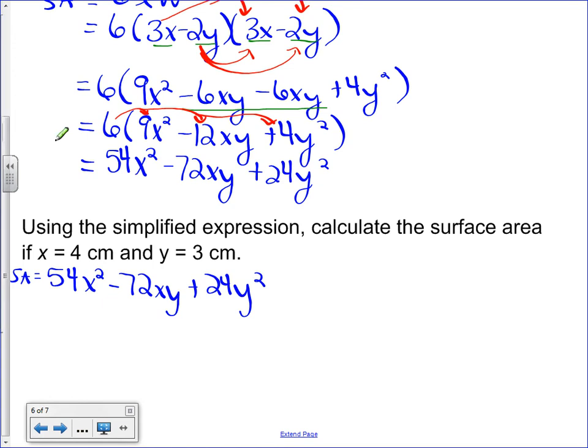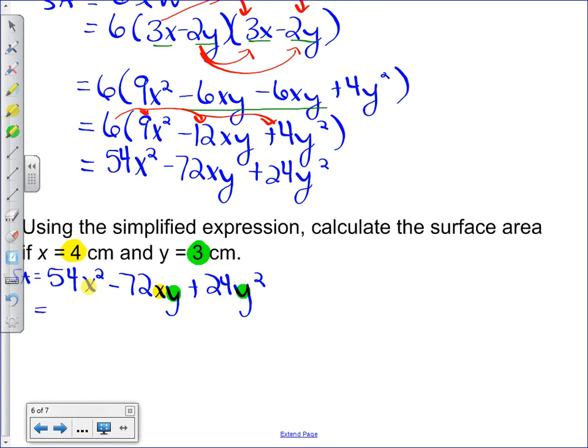What will I replace x with? Yeah, so what will I replace x with? What is it telling me x is equal to? Good. And what will I replace y with? Good. So, Vanessa, can you write me the next line in this? Start with, instead of writing x, what do I write? Good. Keep going.